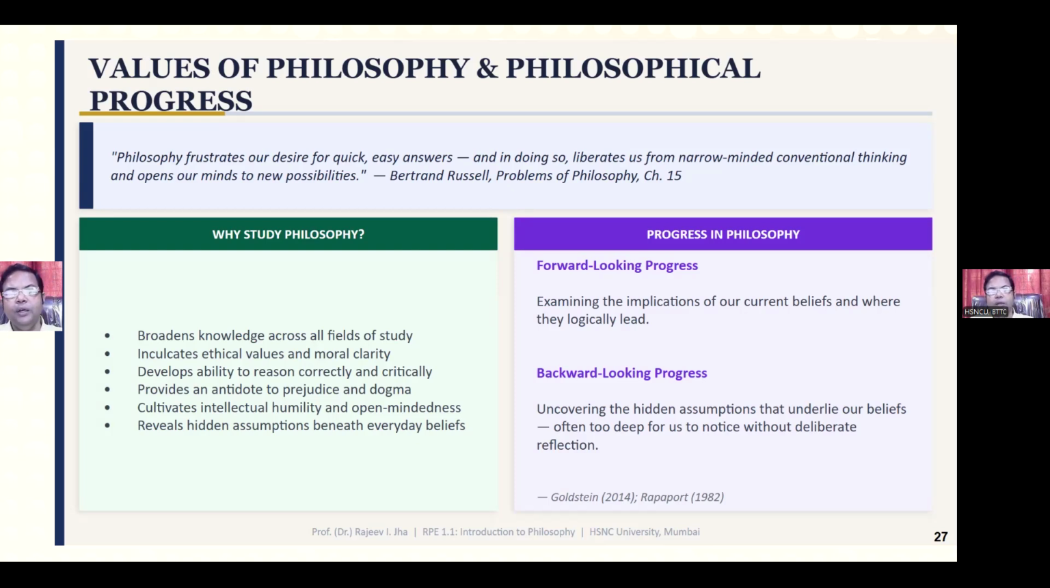Philosophy opens the mind to new possibilities. It is an antidote to prejudice, not by telling us what to think, but by showing us how hard it is to justify what we already think. Philosophy broadens knowledge across all fields, inculcates ethical values, and develops the capacity to reason correctly. These are the three reasons we study it.